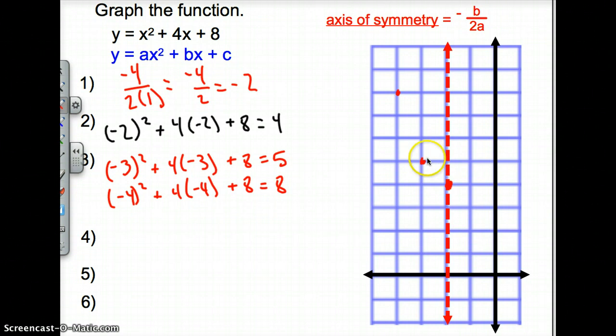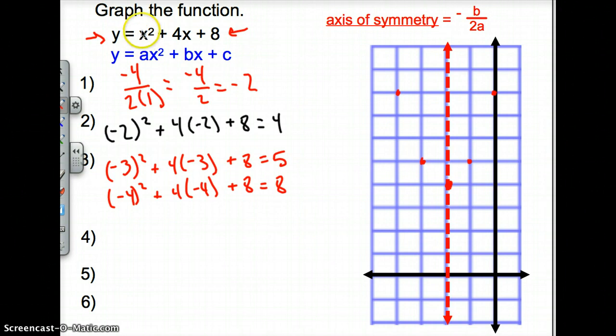Next, I'm going to translate my points across the axis of symmetry. I went 1 to the axis of symmetry, so I have to go 1 away. And then at this point, I went 2 to the axis of symmetry, so I have to go 2 away and plot my point. Looking at our equation here, should this open up or down?